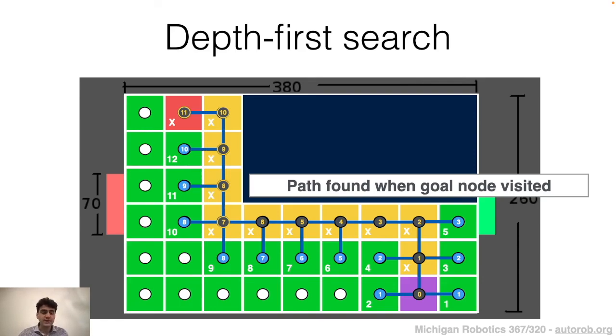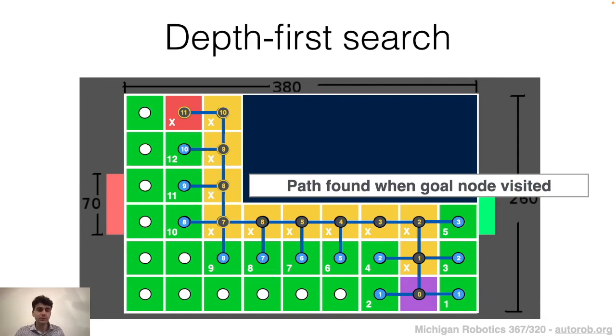Once it concludes the search, it can then trace back its path through the subset of the graph that has been visited, which is guaranteed to have a sequence of steps from the initial pose to the goal pose. And so that would conclude this depth first search walkthrough.